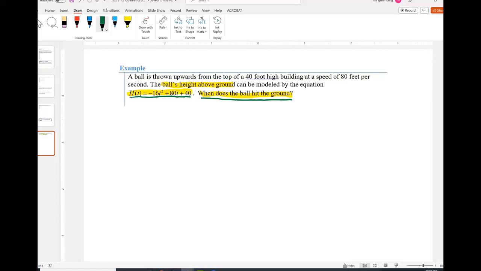So if h of t is the ball's height above the ground, then when the ball hits the ground, the height is going to equal 0. So I get 0 equals negative 16t squared plus 80t plus 40. So I'm going to do this next step. Again, not necessary. If you have a calculator, you can just put this directly into the quadratic formula.